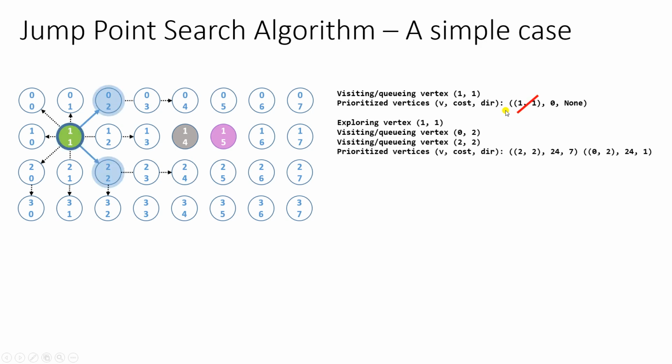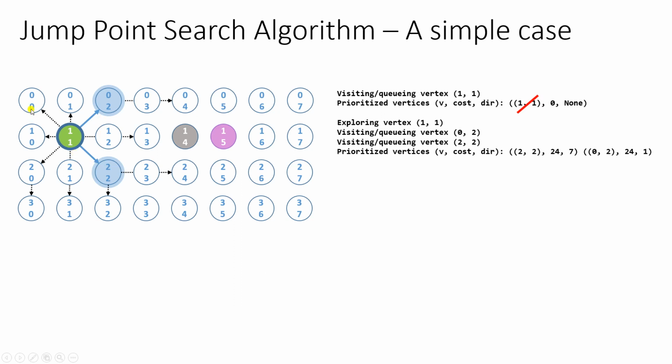Now that we have explored the starting vertex, I should describe what happened. The starting vertex scanned all of its immediate neighbors, the first neighbors which surround it, and these are 0, 0, 0, 1, 0, 2, 1, 2, 2, 2, 2, 1, 2, 0, and 1, 0. These are all of its immediate neighbors. Now the question is, which vertices should be taken as jump points?